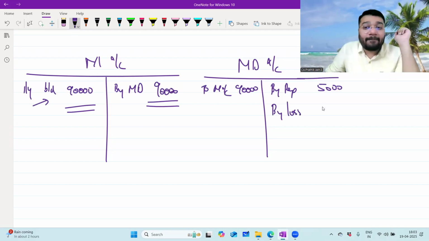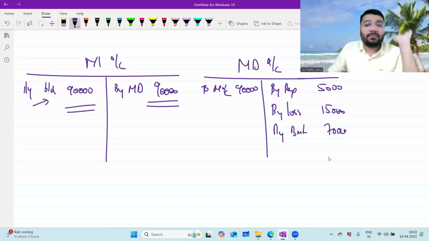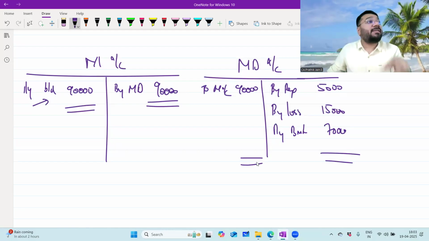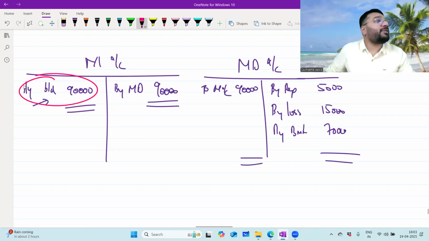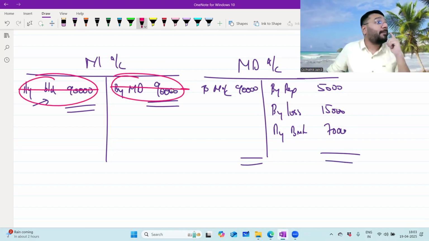By loss, 15,000. And by bank, 70,000. Any problem? No, sir. Now I'm doing a summary of this and telling you the impact that is going to happen on the cash flow statement. Will this have any impact on the cash flow statement? No. Will this have any impact on the cash flow statement? No, because there's no movement.